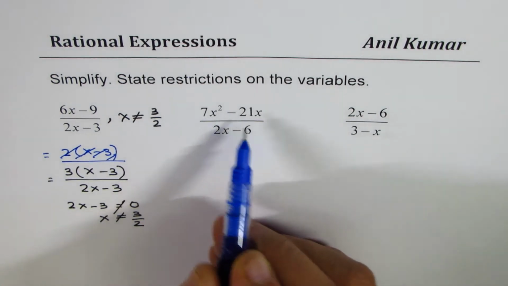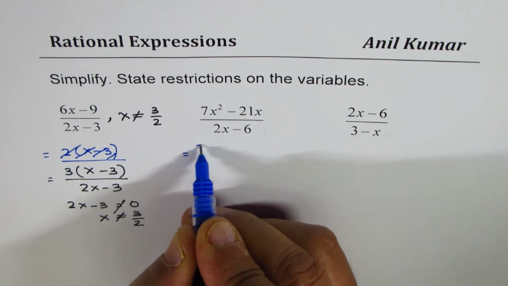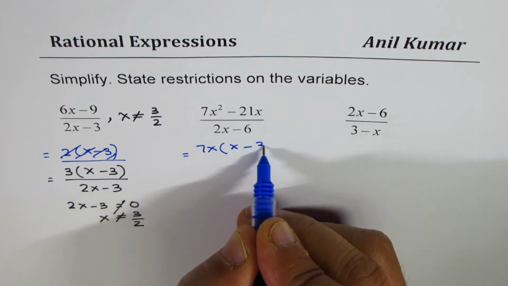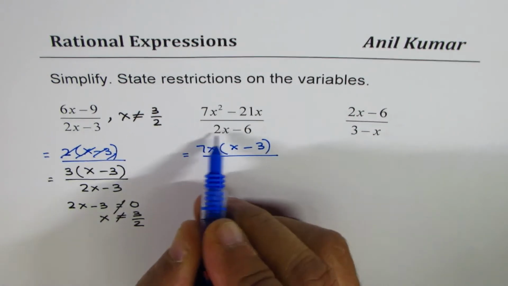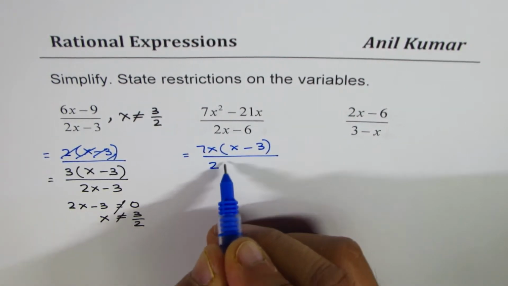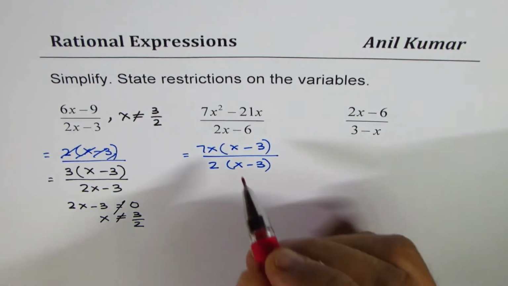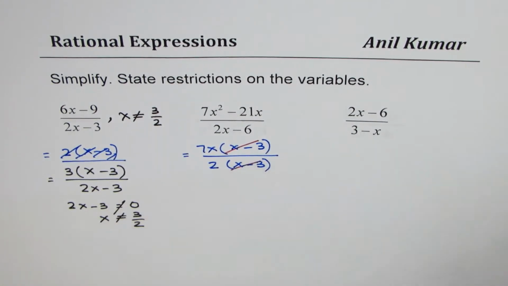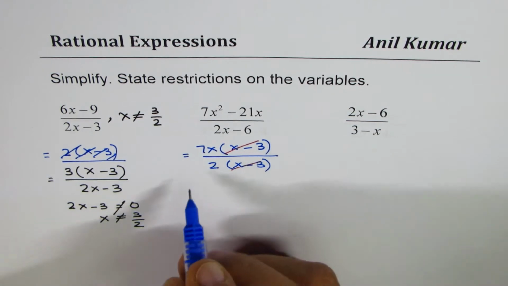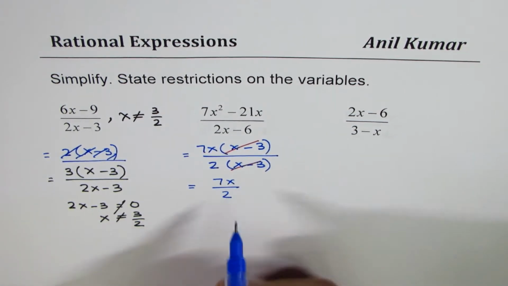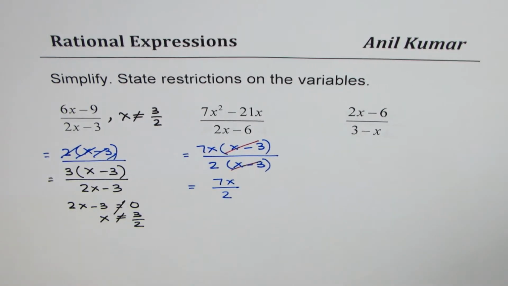Here 7x is common in the numerator, so we'll take 7x, and we have x minus 3. In the denominator, we can take 2 common. We are left with x minus 3. So x minus 3 is a common factor in numerator and denominator that can be cancelled, leading to 7x over 2 as a simplified form of the given rational expression.